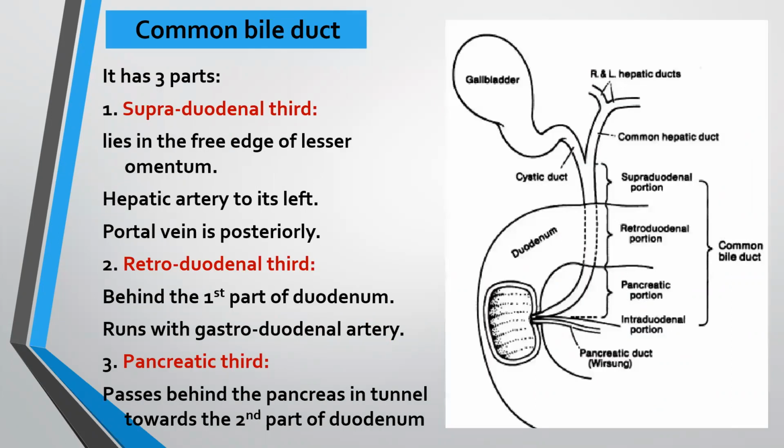The common bile duct has 3 parts. The supraduodenal part lies in the free edge of lesser omentum, hepatic artery on its left side, and portal vein posteriorly. Retroduodenal third, behind the first part of duodenum, runs with the gastroduodenal artery. The pancreatic third is behind the pancreas and tunnels toward the second part of duodenum.